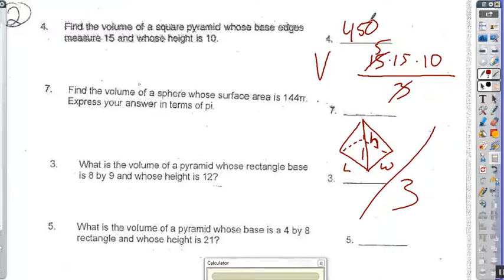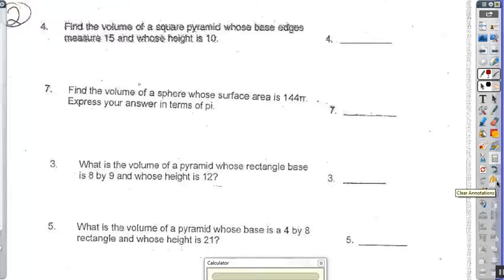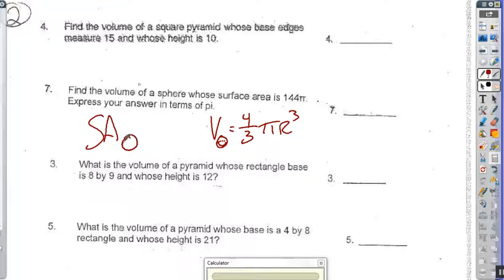All right, number 7. Find the volume of a sphere whose surface area is 144 pi. Well, we know that we need to know two things for this. First, the volume of a sphere is equal to 4/3 pi r to the 3rd power. We also need to know that the surface area of a sphere is equal to 4 pi r squared.